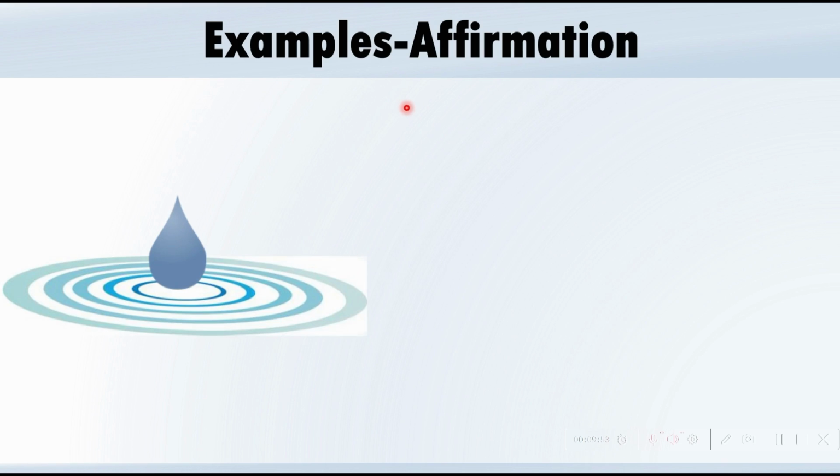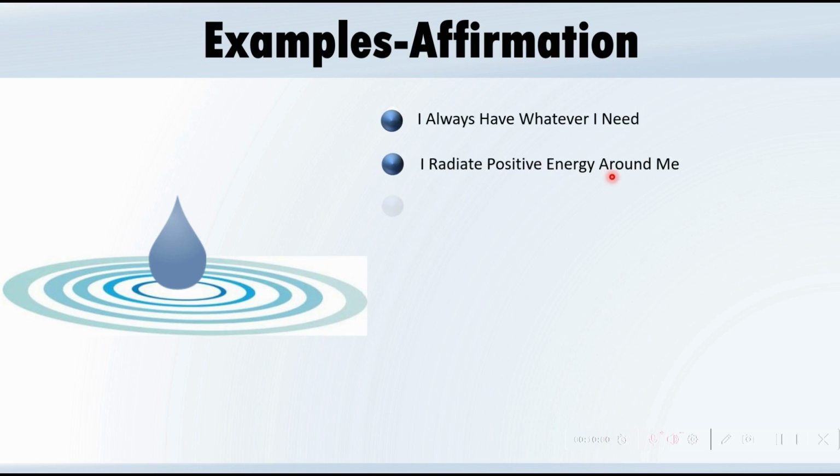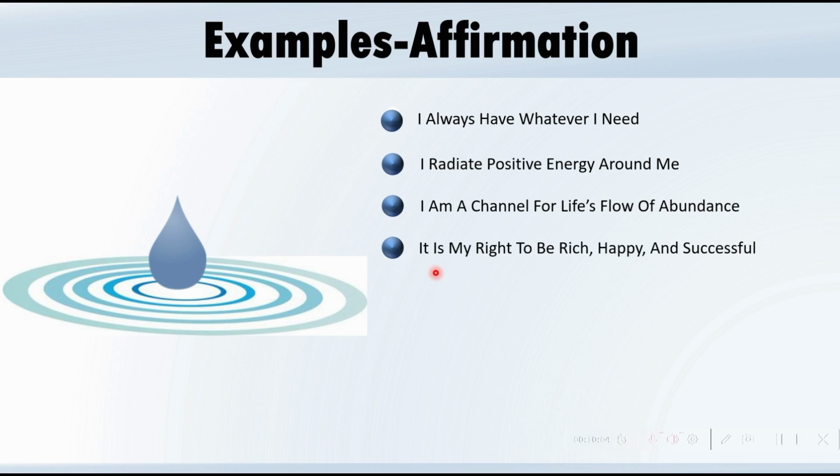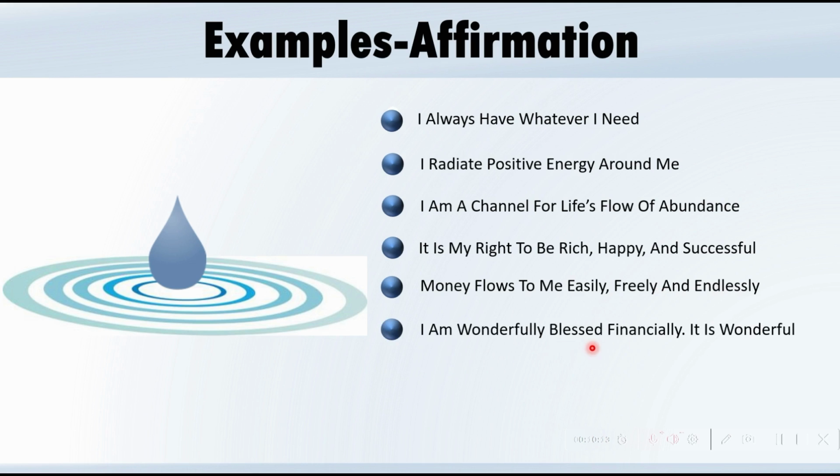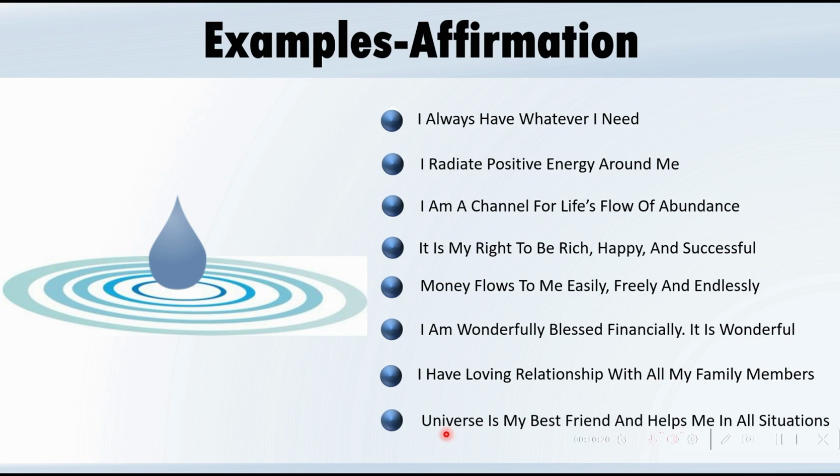Some of the examples of the affirmations are: I always have whatever I need. I radiate positive energy around me. I am a channel for life's flow of abundance. It is my right to be rich, happy, and successful. Money flows to me easily, freely, and endlessly. I am worthy, blessed financially. It is wonderful. I have a loving relationship with all my family members. Universe is my best friend and helps me in all the situations.